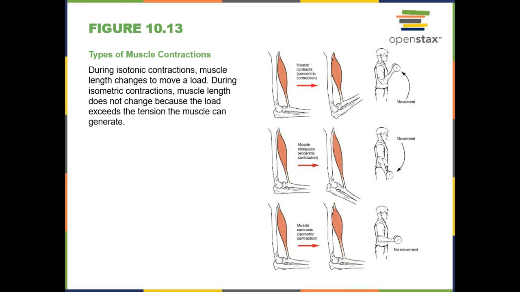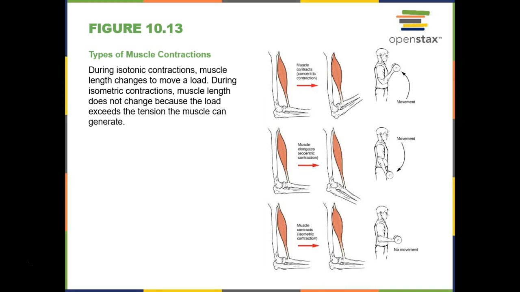So think of concentric or isotonic contractions, where we have muscle movement. We're contracting, concentric, or relaxing and elongating, eccentric. These are isotonic movements. In an isometric contraction, there is no change in the length of the muscle.